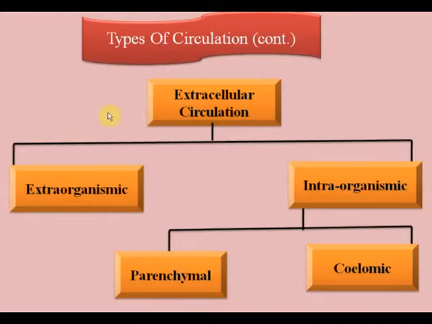So there are two types of circulation: intracellular circulation and extracellular circulation. Extracellular circulation is divided into extraorganismic circulation and intraorganismic circulation. Intraorganismic is further divided into two parts: parenchymal circulation and coelomic circulation.